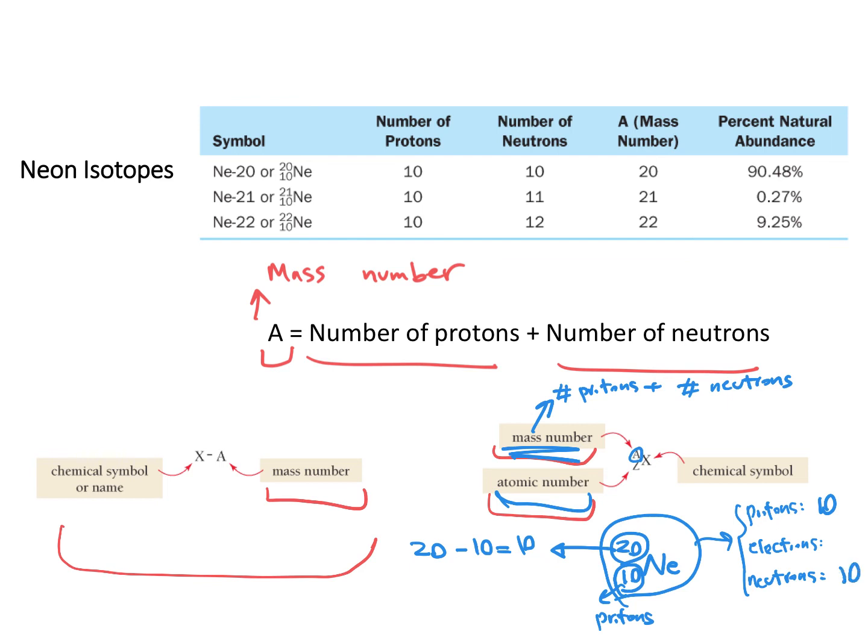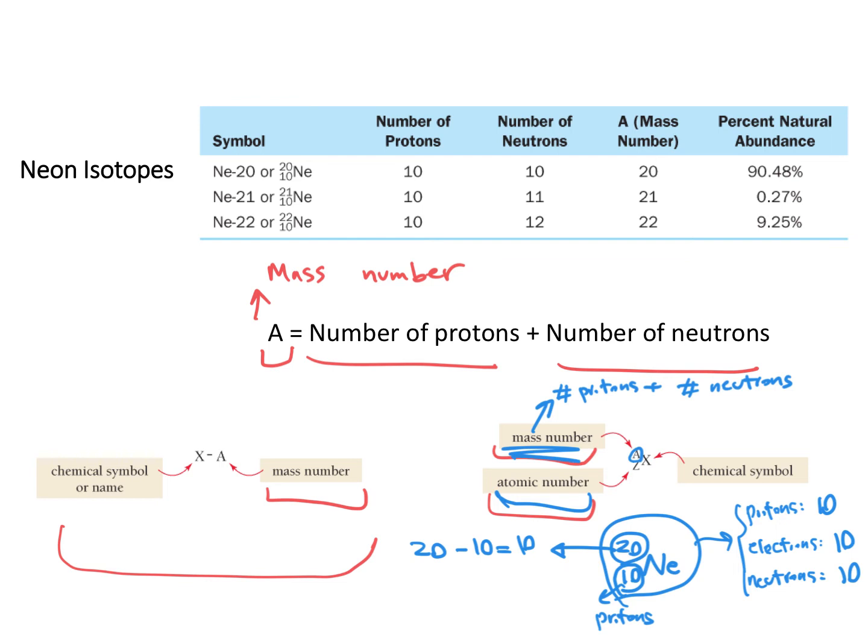So how many electrons? 10. Why 10? Same number as protons. Exactly. So if you just have an element, a neutral atom, the number of protons equals the number of electrons, because the atom is neutral. If they have a charge, you should do more calculations to see the number of electrons. Okay? Any questions?